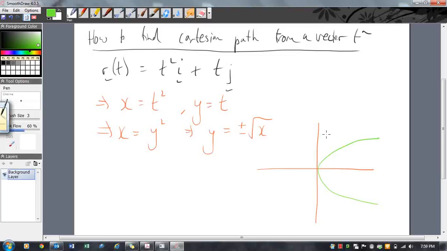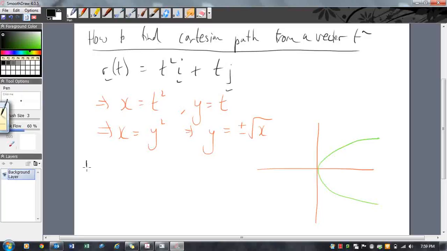Something like that. So that's the path of the particle. That's what it looks like. If you followed this along, that's the shape of the path that you'd get. So there you go. And that's what we're doing in these. I'm going to go through a couple of examples, but what we're doing is trying to find that path.